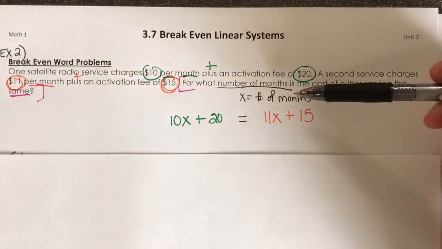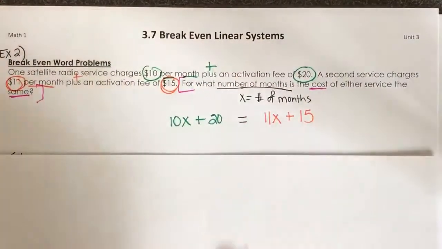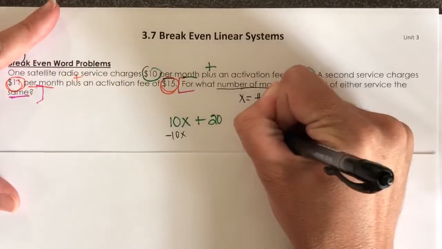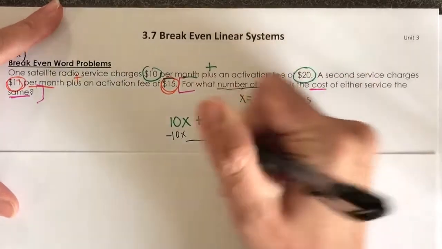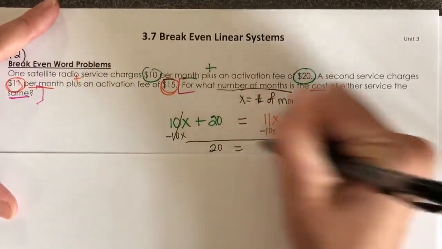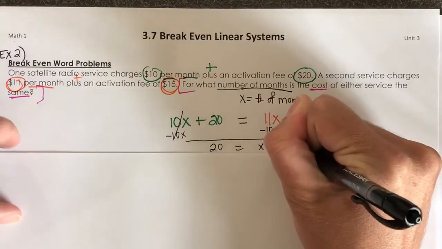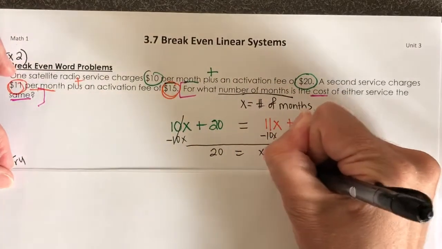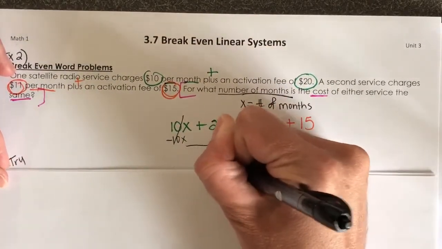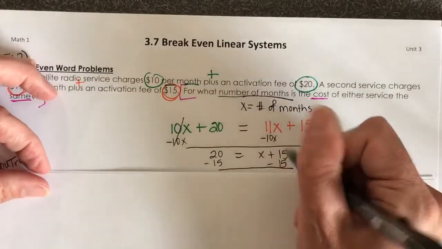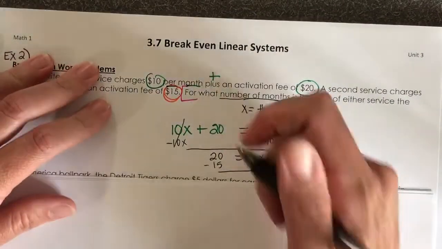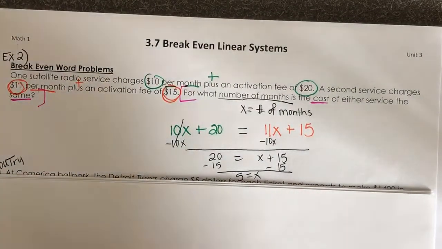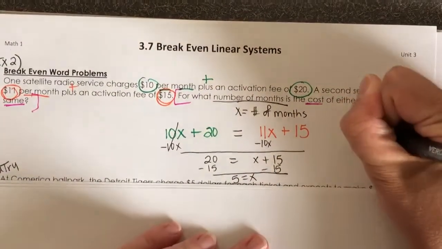We're trying to figure out our number of months. So if I subtract my 10 from my 11, $20 is equal to x plus 15. Then subtract the 15 from the 20, and I get 5. So how many months is it going to take for them to cost the same amount? 5 months.